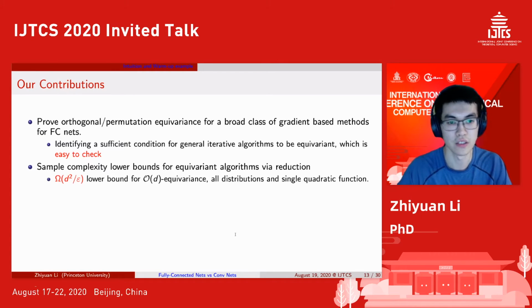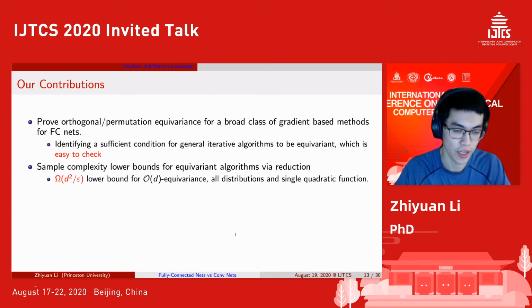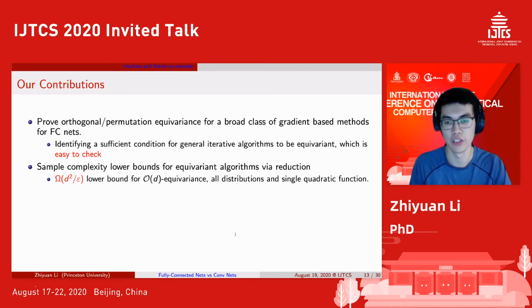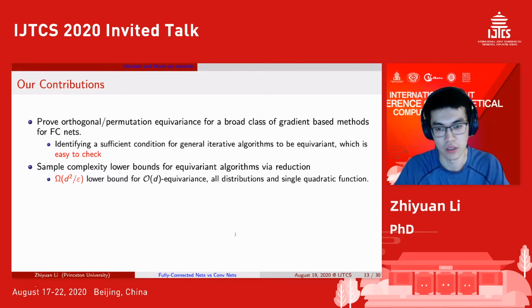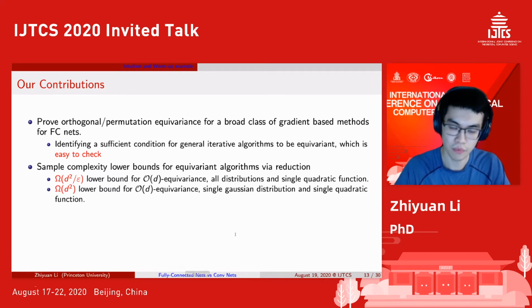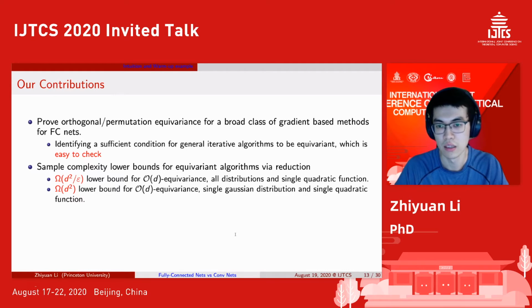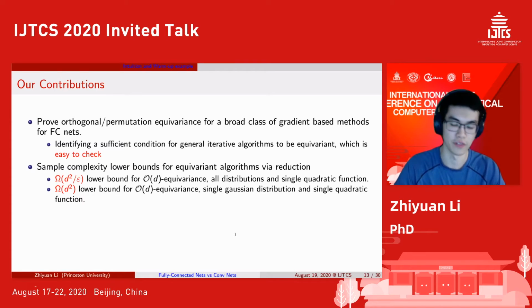So in detail, we show that there is an Omega(d^2/epsilon) lower bound for GL_d equivariance. This is for all distributions and a single quadratic function. And we also show there is an Omega(d^2) lower bound for orthogonal equivariance. This lemma is stronger in the sense that this lower bound holds for a single fixed Gaussian distribution and a single fixed quadratic function.